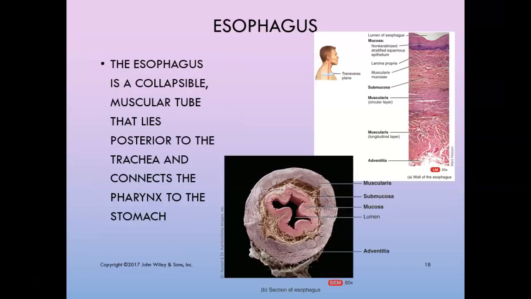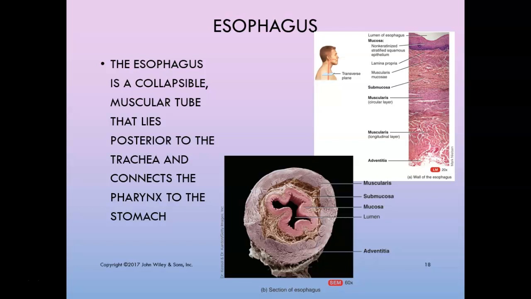So let's move into the esophagus, which is a collapsible muscular tube about 10 inches long. It's posterior to the trachea. It begins at the inferior end of the laryngopharynx and pierces the diaphragm through an opening called the esophageal hiatus and extends to the superior part of the stomach. So the esophagus is composed of stratified squamous epithelium, areolar connective tissue, and smooth muscle.